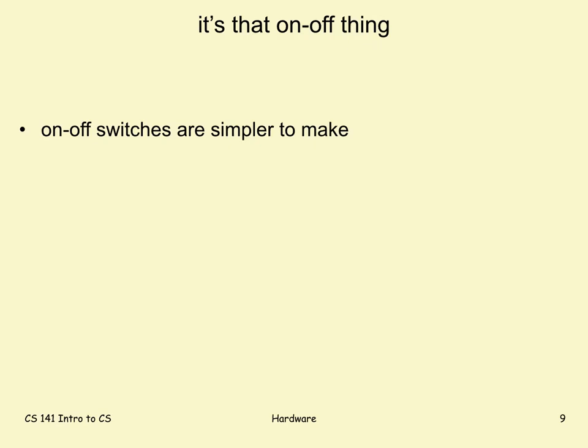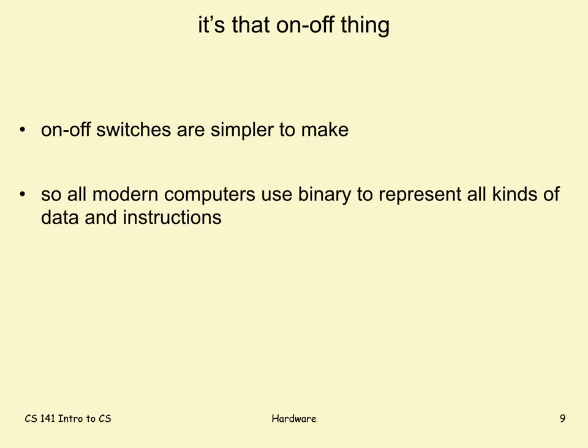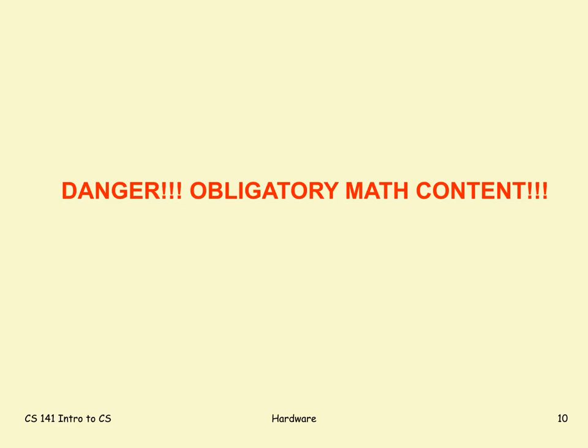So all of these things have two different states, on and off. So all modern computers use binary, the binary number system, to represent all kinds of data and instructions. And it's all about the patterns that you can form when you put a lot of different binary digits together. So, danger, obligatory math content approaching.